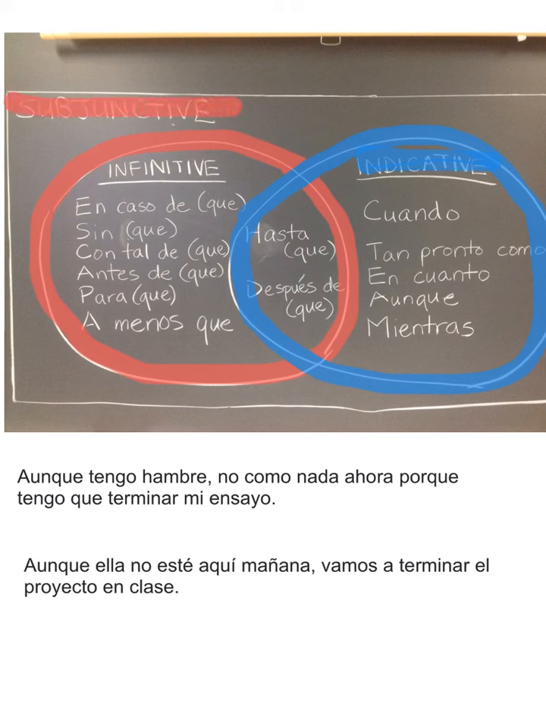Now moving on to the indicative side, that right-hand side of the chart, I have the acronym C-TEAM. And this stands for cuando, which means when. Tan pronto como and en cuanto, those both mean as soon as. Aunque means even though or even if, and mientras means while.